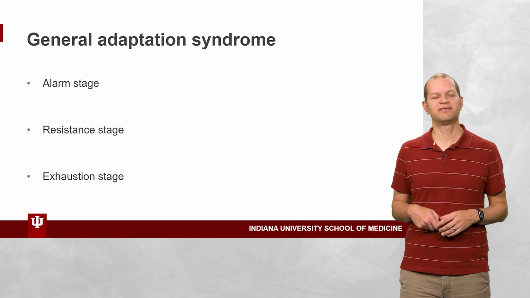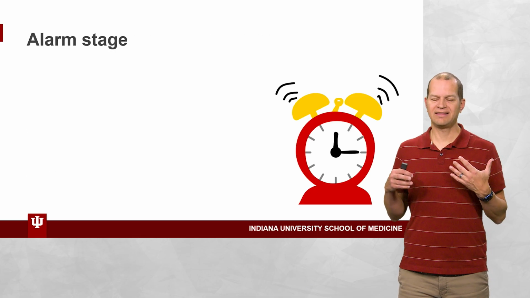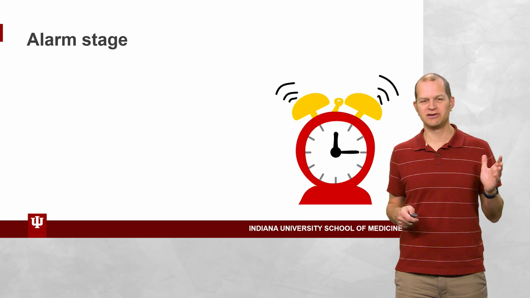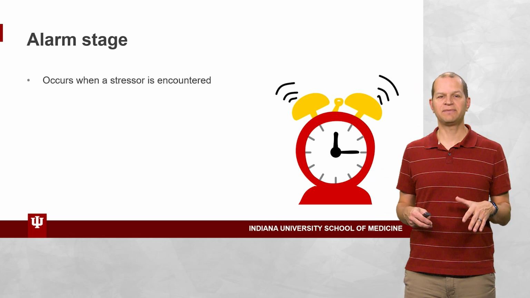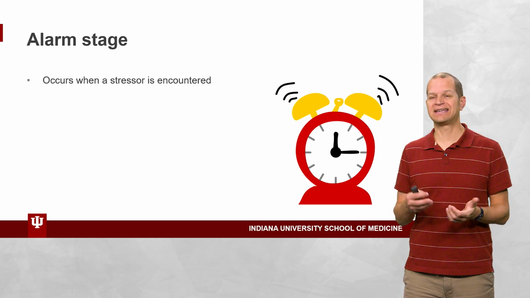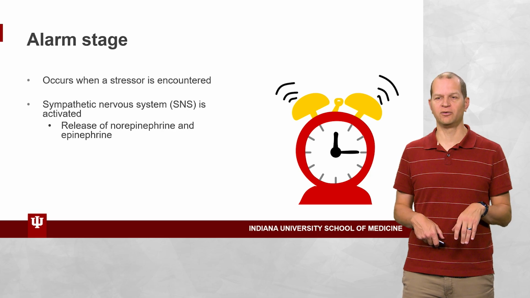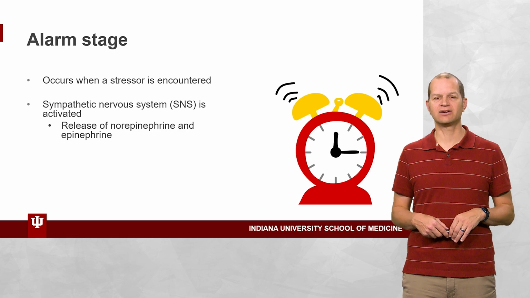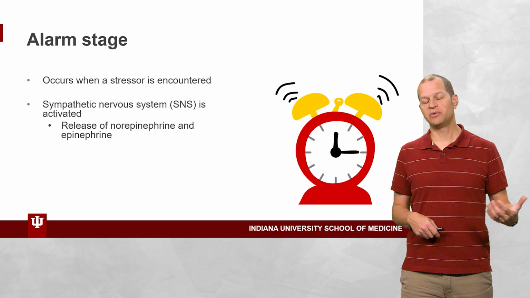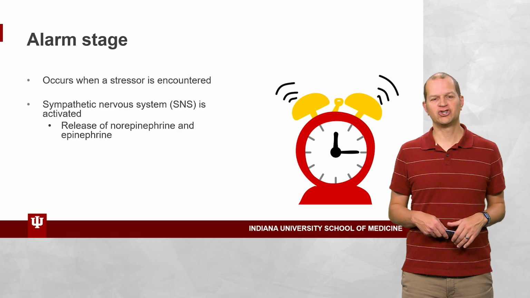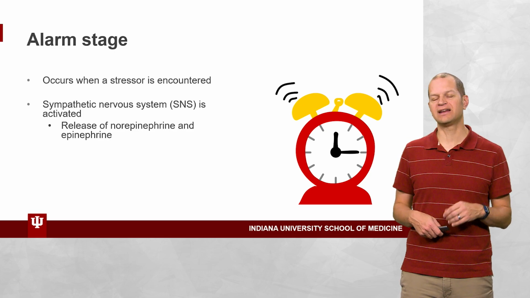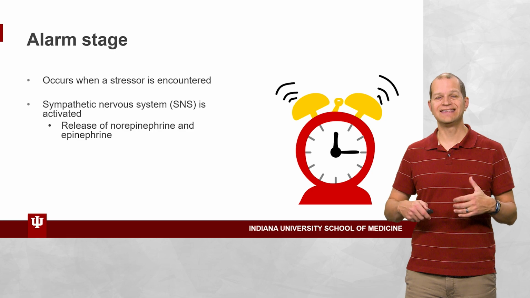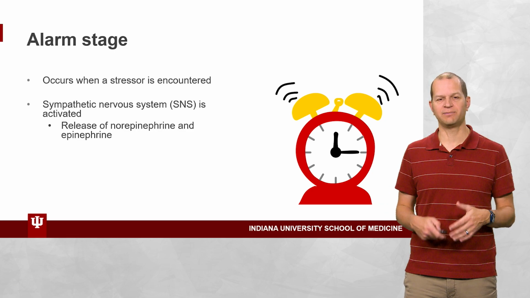So let's start with the alarm stage. When I think of alarm, I think of red alert, like if you've seen any military movies or anything like that. But basically, something's happened because we've encountered a stressor. In other words, we're out of homeostasis. So when we have some sort of stressor, the sympathetic nervous system is activated. And if you recall from our journey through the nervous system, when the sympathetic nervous system is activated, norepinephrine and epinephrine are released. This is activating your fight or flight response.